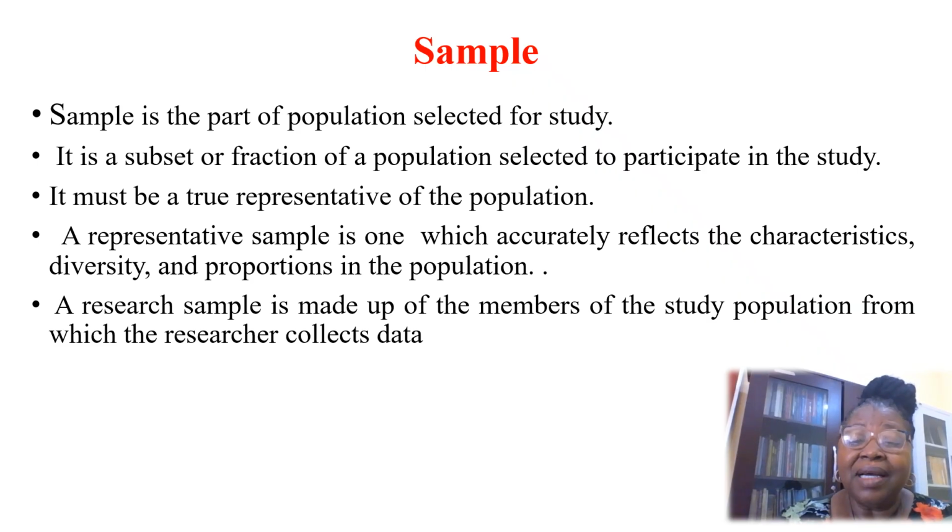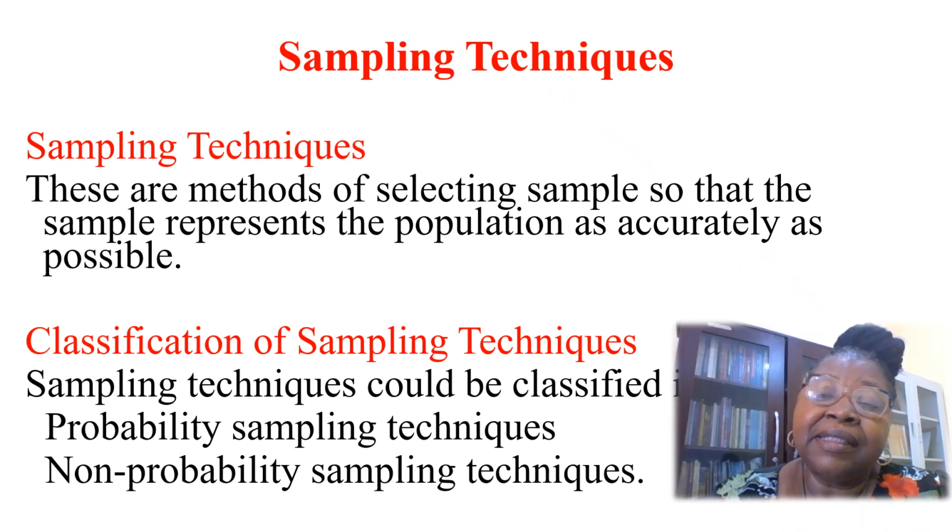Sample. What is a sample? A sample is a part of population selected for study. It is the subset or fraction of a population selected to participate in the study. It must be a true representative of the population. What does that mean? A true representative sample is one which accurately reflects the characteristics, diversity, or proportions of the population. A research sample is made up of the members of the study population from where the researcher collects the sample.